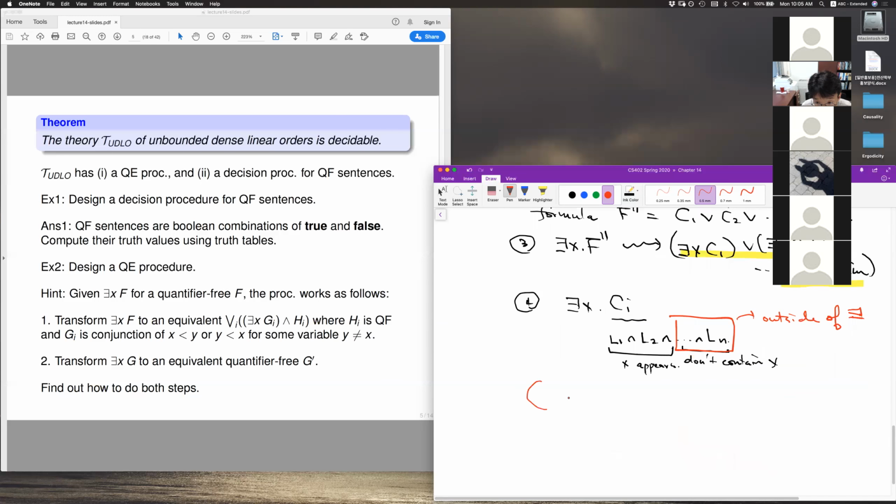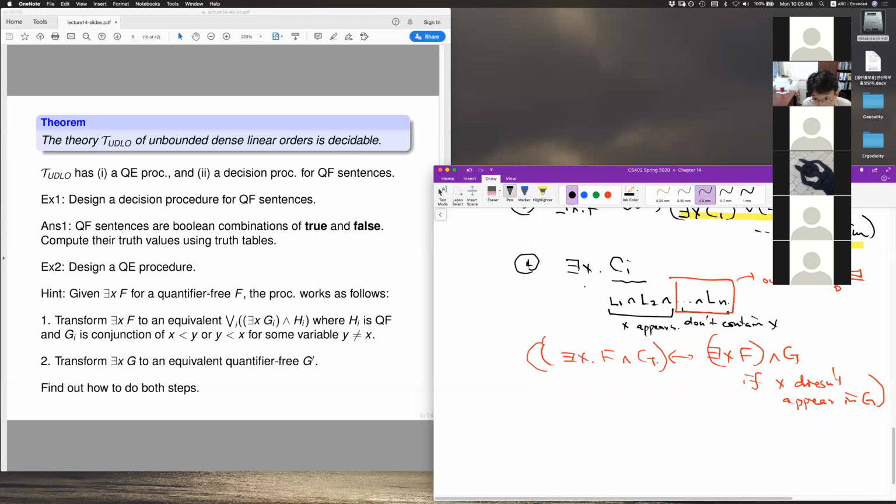Why is this okay? That's okay because exist X, F and G is equivalent to exist X F, and G, if X doesn't appear in G. So we can take this part out, and then this formula gets transformed into exist X, where we have something like GI, and what I call HI. Now we have to do one last step.